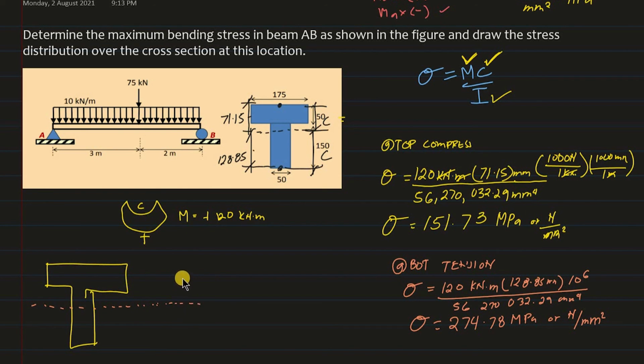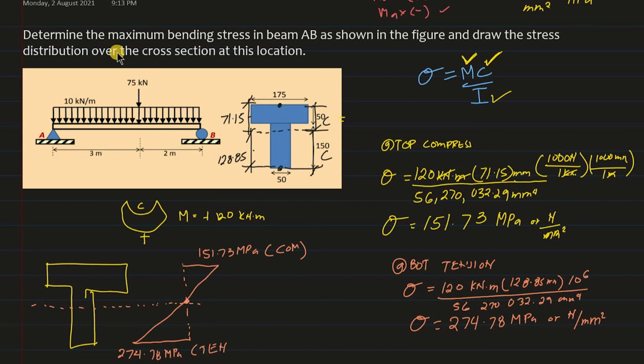That's our neutral axis. At the top, there is a compressive stress, which has a value of 151.73 megapascal, where this is in compression. Sa baba naman, sa bottom, mayroon tayong tension, which is a value of 274.78 megapascal, syempre mas malaki yan, which is in tension. And we will just connect these two lines. And palagi, sa neutral axis, there is zero stress.